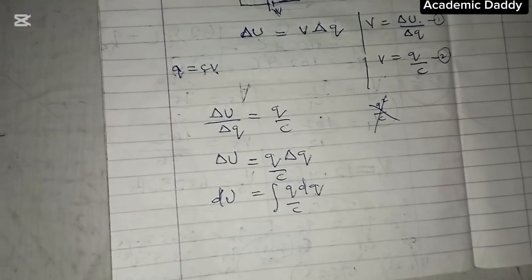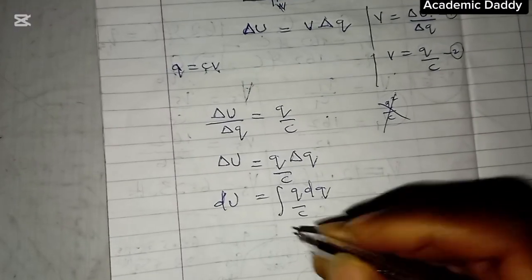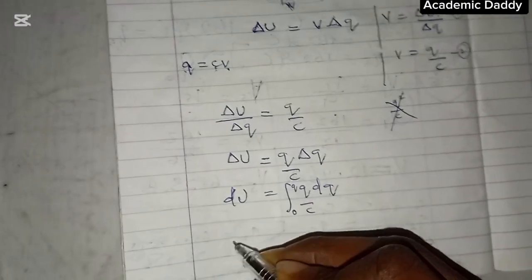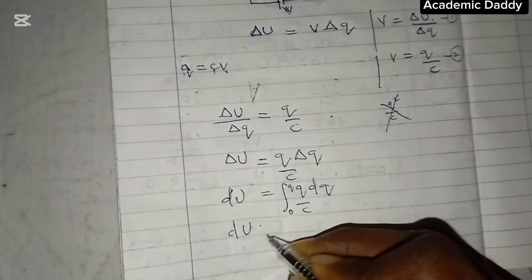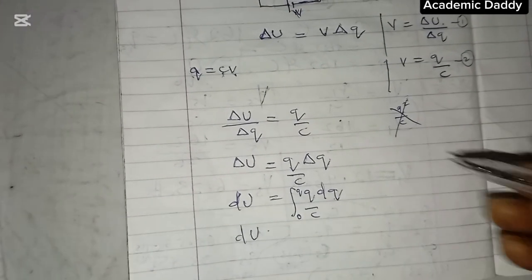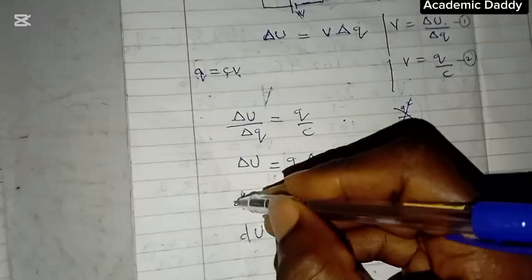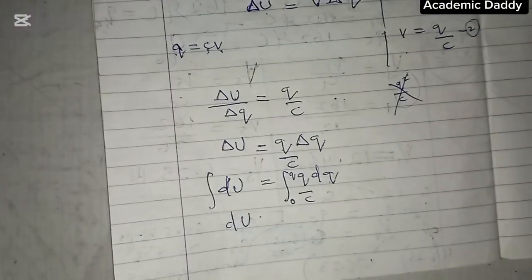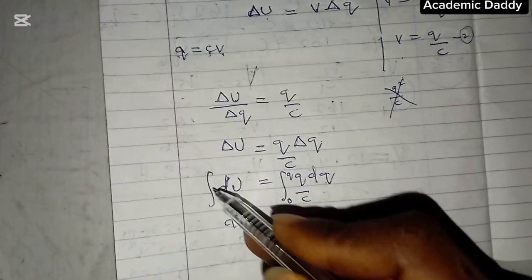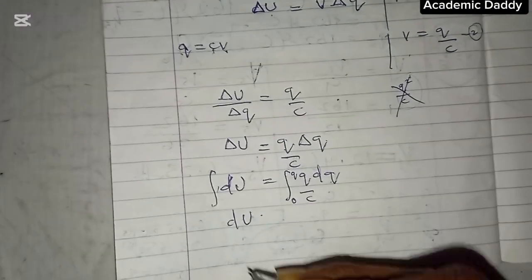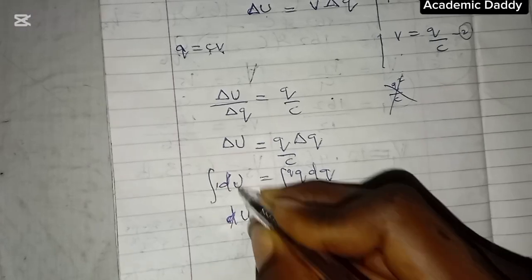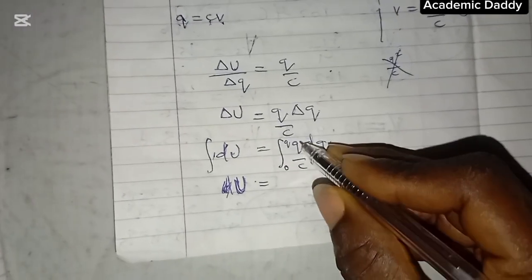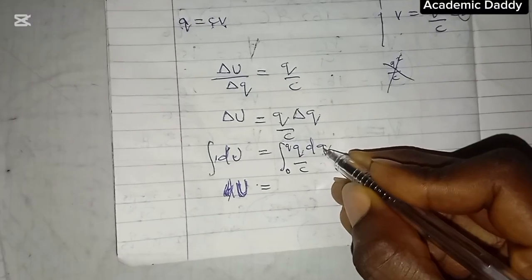You might see some textbooks put this as a definite integral, meaning running from 0 to Q. If you want, don't put it. So delta U, and yes, I'll put the integral sign here as well. So I'm integrating both sides so that I can remove this change. This is an integral of 1 with respect to U. If you integrate 1 with respect to U, it just becomes U, equal to integrating Q with respect to Q.